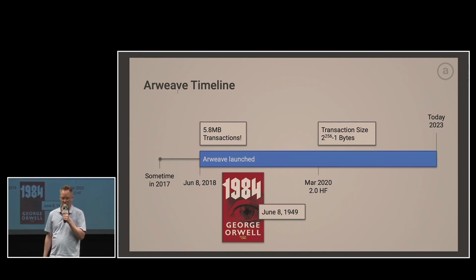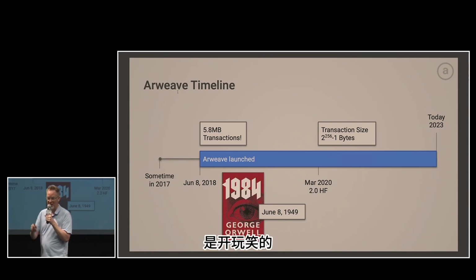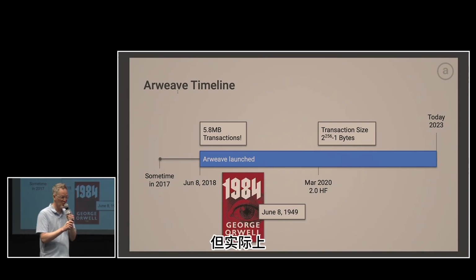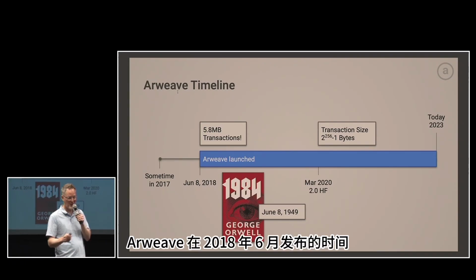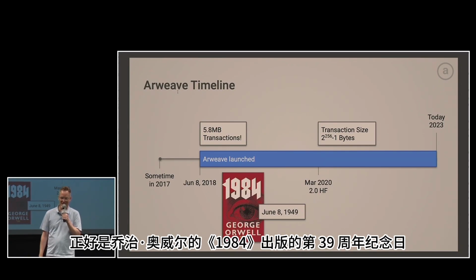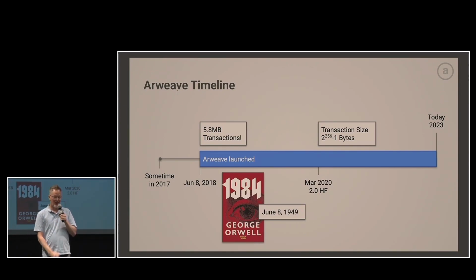Arweave's mainnet was launched. And if you thought I was kidding about the depressing books, it was launched on June 8th, 2018, which was the 39th anniversary of the publishing of George Orwell's 1984. Now, Arweave had some impressive stats when it launched.